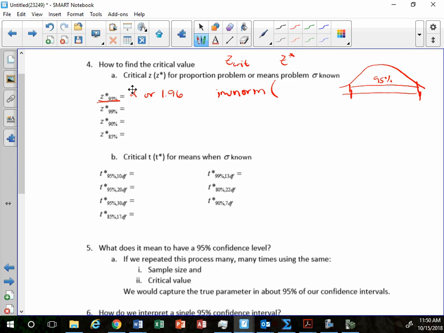So I want you guys to try to find the critical z value for a 99% confidence interval. Okay? So think about what that's going to be. I would use your calculator. 99% confidence.